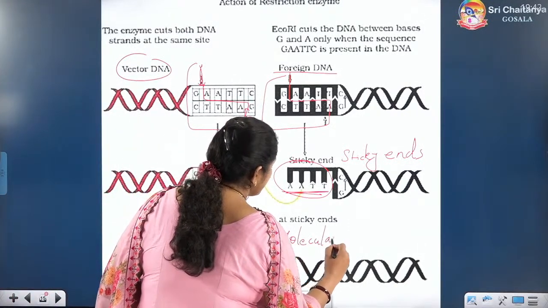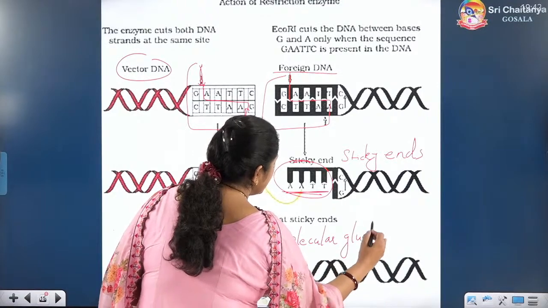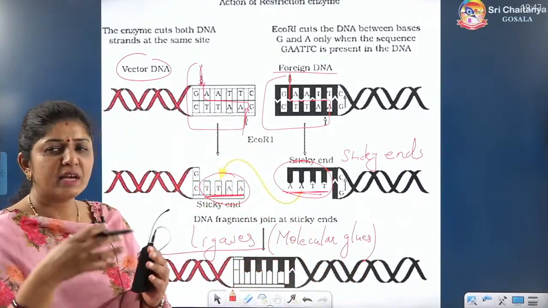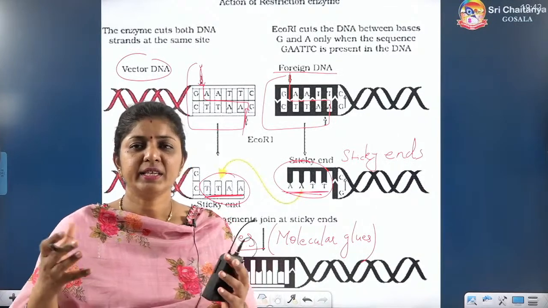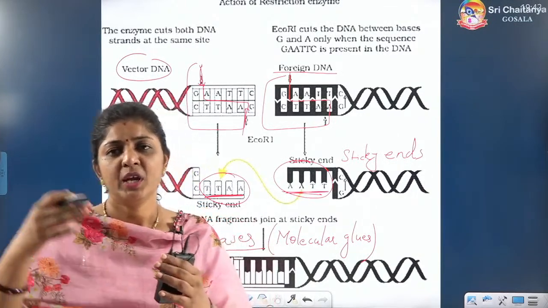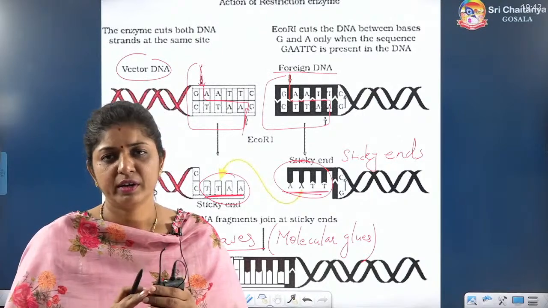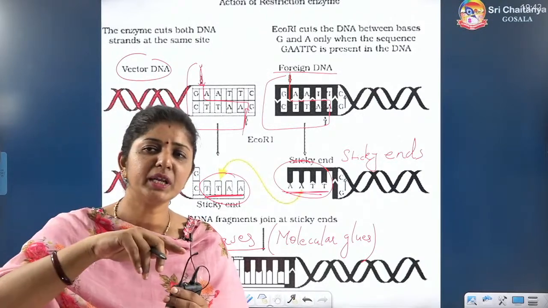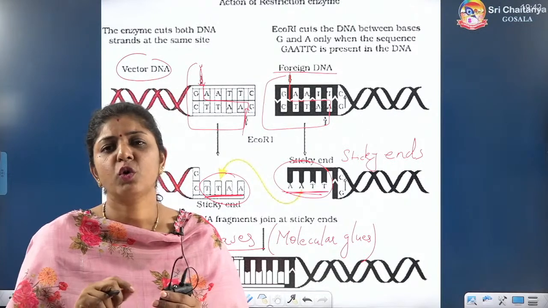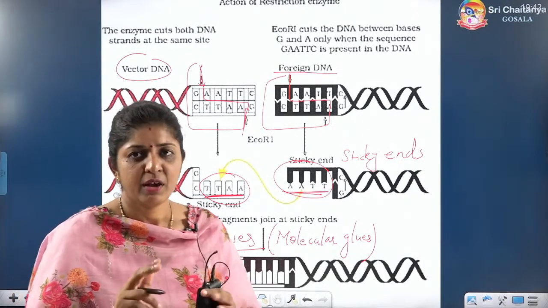Here I am introducing one more tool for genetic engineering, which you call molecular glue. Like glue is there to paste something together, so ligase is putting together what thing? This one, the vector DNA and the foreign DNA. And who is cutting that in the beginning? Restriction enzyme, which you call molecular scissors, right?